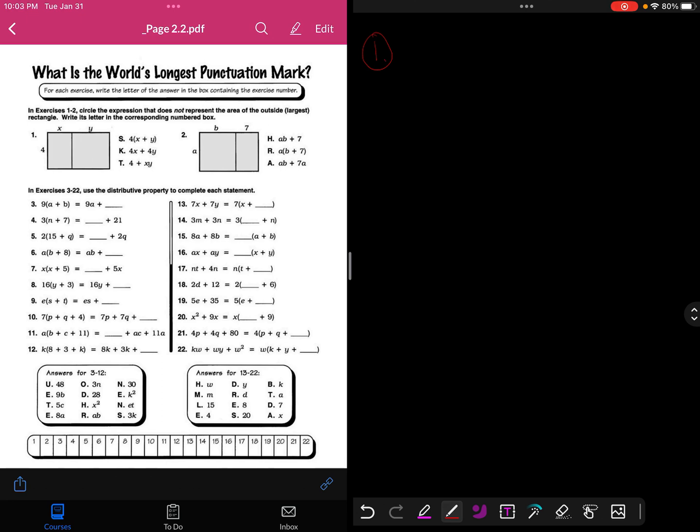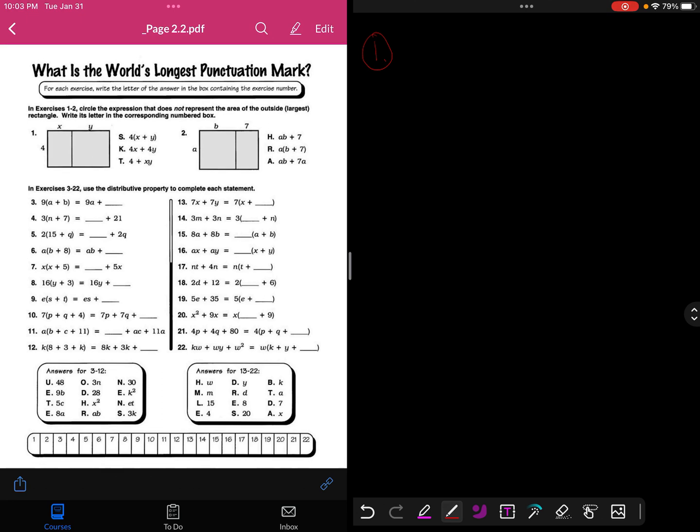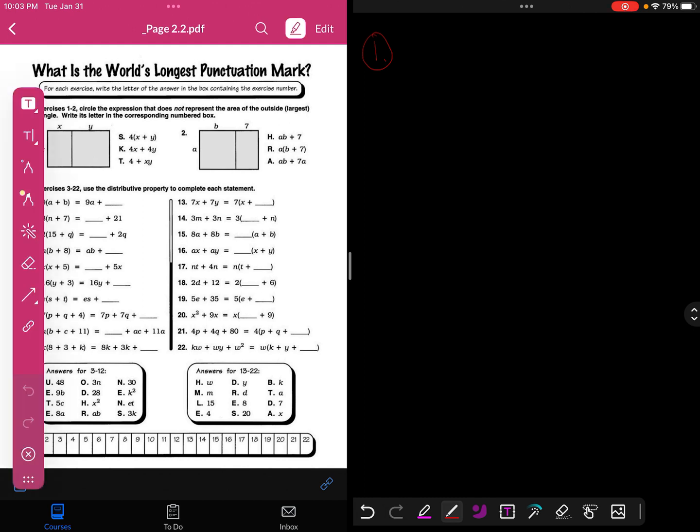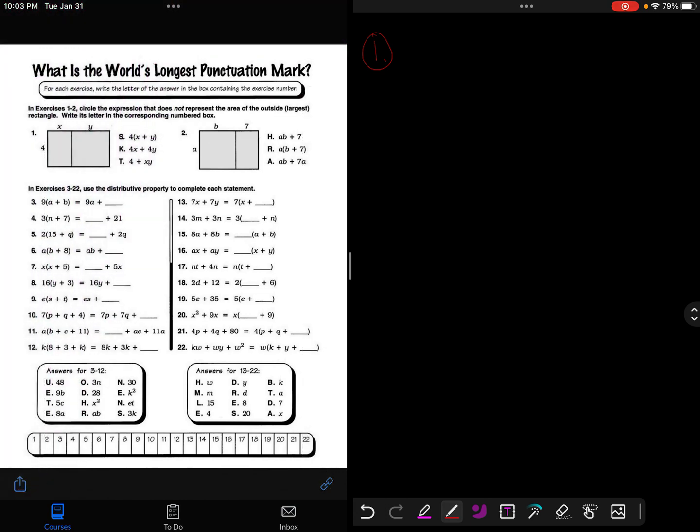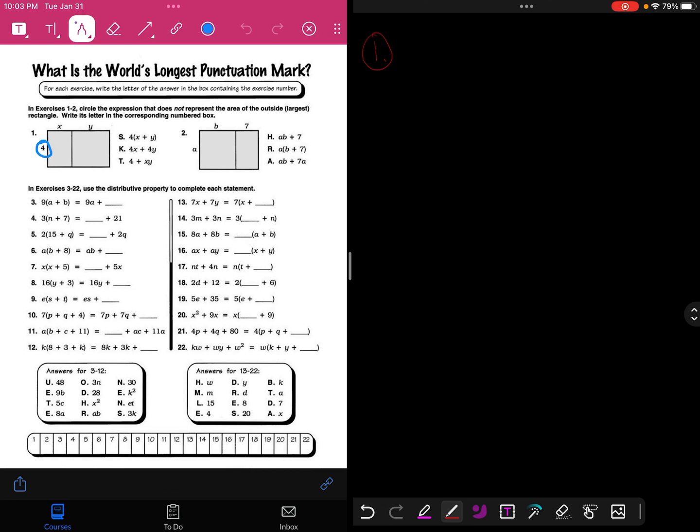So on your sheet, it says 4 and X and Y at the top. So they want us to circle the expression that does not represent the area of the largest. So when I'm looking at that, they want us to give the 4 to the X and 4 to the Y. So that would look like 4 times X. So we would have 4X plus we would have 4Y.